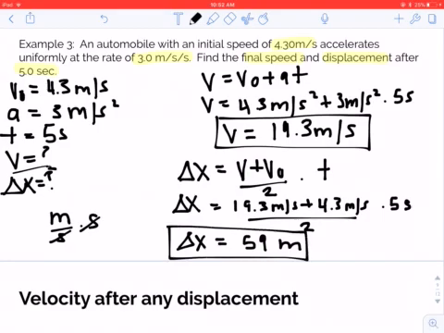Okay, so pretty remarkable, right? We're given 3 variables, but we are able to find 2 additional variables using the big 4. So we know the final speed of the car after 5 seconds, and we know how far it has traveled, which is 59 meters.